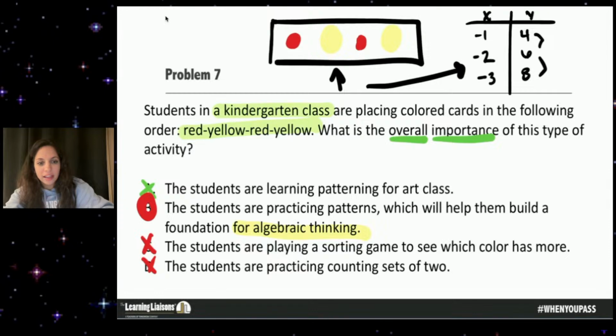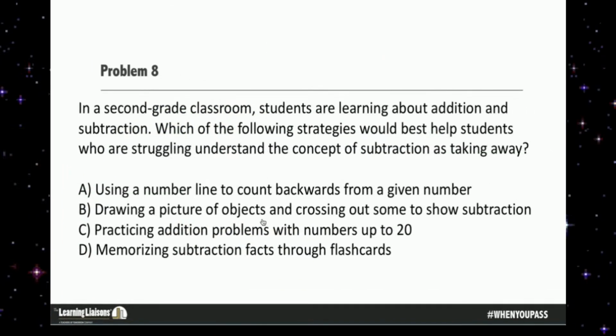All right, let's look at a second grade classroom now. In a second grade classroom, students are learning about addition and subtraction. Which of the following strategies would best help students who are struggling to understand the concept of subtraction as taking away? A, using a number line to count backwards from a given number. B, drawing a picture of objects and crossing out some of them to show subtraction. C, practicing addition problems with numbers up to 20. Or D, memorizing subtraction facts through flashcards.